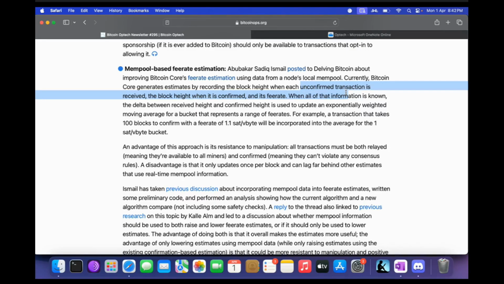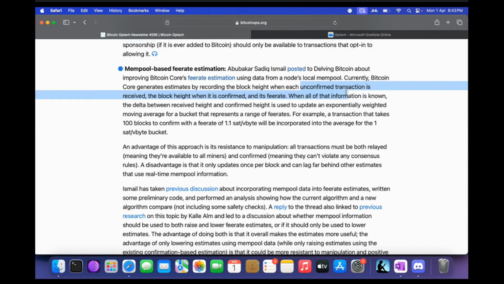An unconfirmed transaction is received, and it takes into consideration the height when it is confirmed and the fee rate that it's paying. So let's say a transaction was first received when the block height was n, and it got mined when the block height was n plus 3, and it paid a fee of x sat per virtual byte. So that will be taken into consideration: from n to n plus 3, it took 3 blocks. You paid x sat per virtual byte and it took 3 blocks. So based on that, it is calculated what is the possibility of another transaction that also pays x sats per virtual byte to get confirmed in the next 3 blocks.